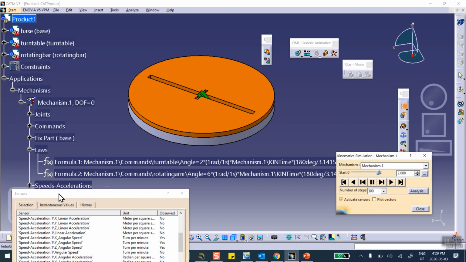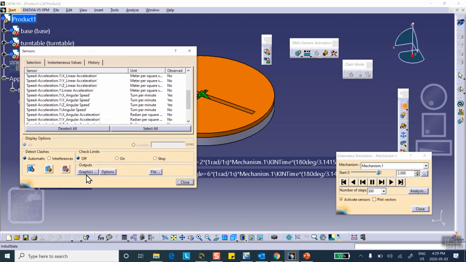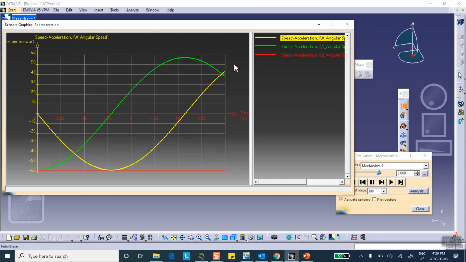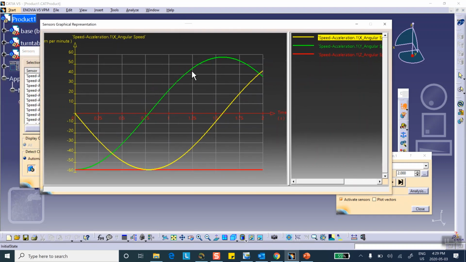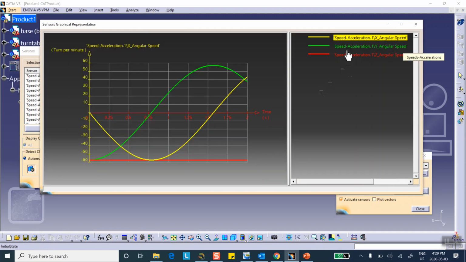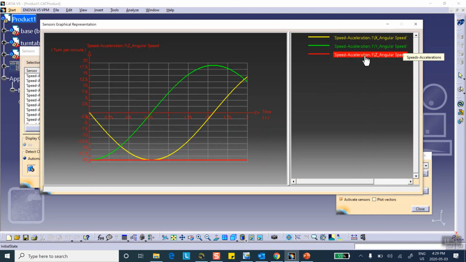Okay, I think this is done. So let's go ahead and graph it. All right, notice that if you put the cursor there and select the yellow one, it shows you that the yellow one is the x component of acceleration, and the green one is the y component of acceleration, and of course the red one is the z component of acceleration.